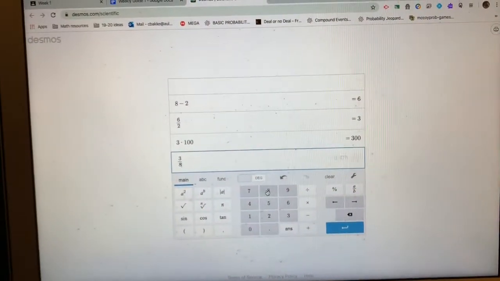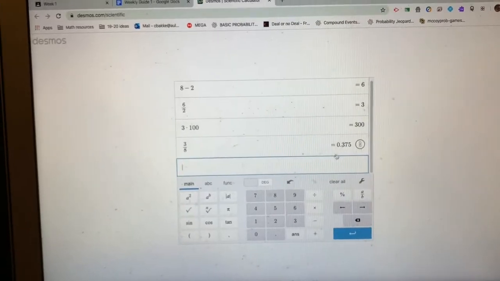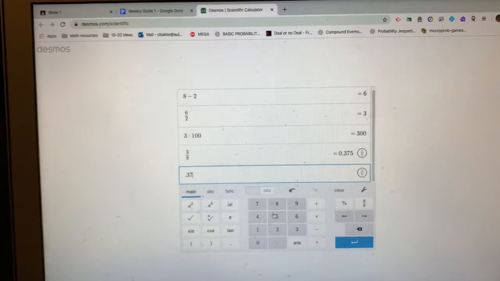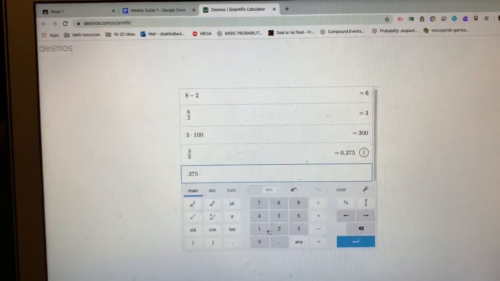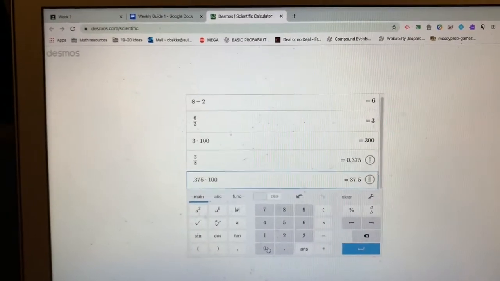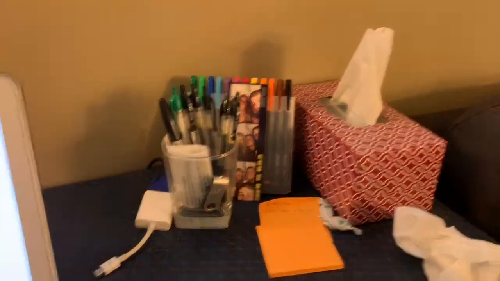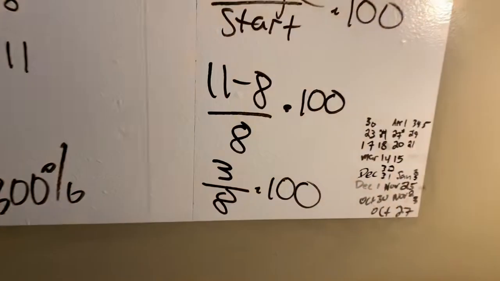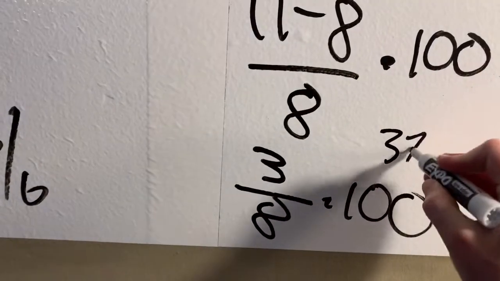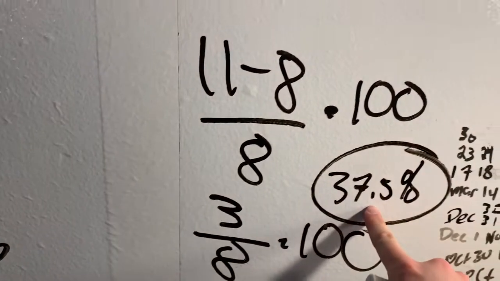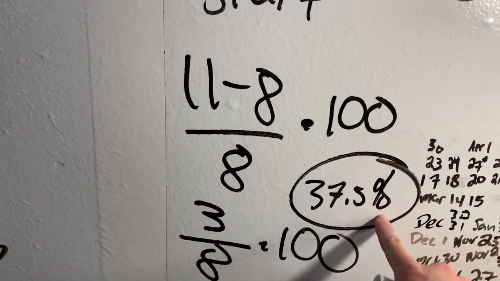Divided by 8, enter. Then I'll type in that decimal, 0.375, times 100 to turn it into a percent. My answer for this question would be 37.5%. So from week 3 to week 4, that came out to 37.5%. In Desmos, or in the Google form, you just have to type in the number without the percent sign.